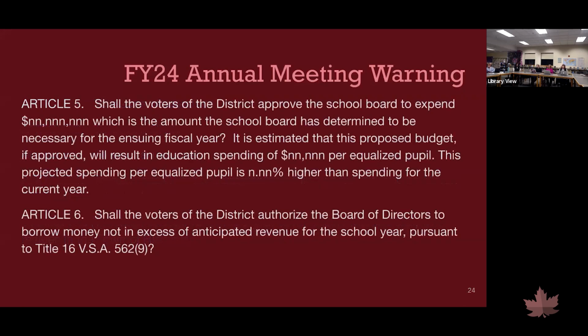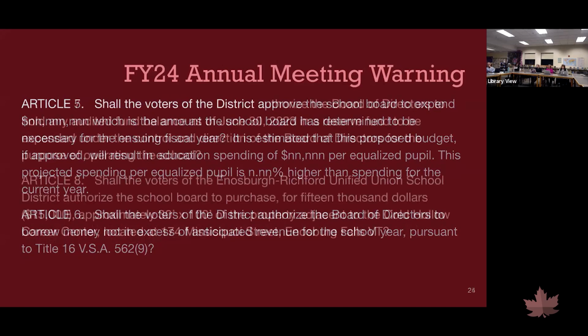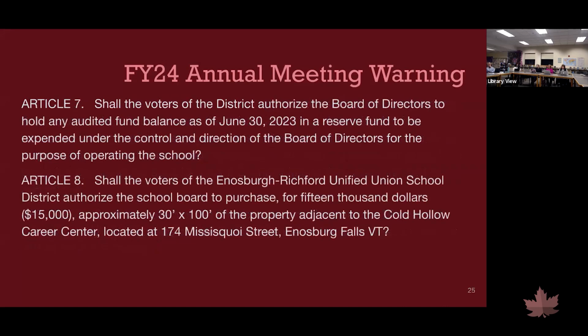Article 6 will be on there. This gives you authority to borrow money while we wait for state aid to come in. Though your lawyers want this to be on there, we've also been told that if it fails, you're still allowed to borrow money, but they say leave it on, so we do that.